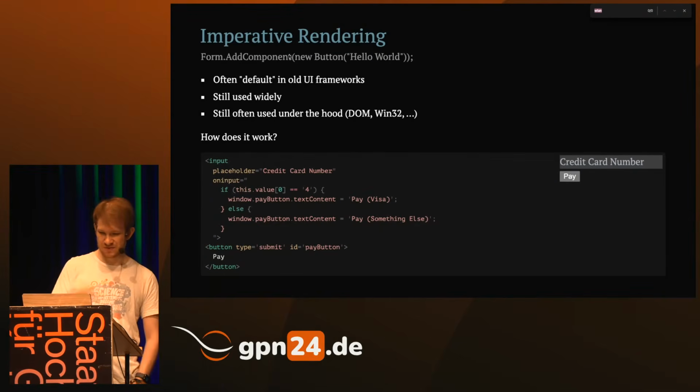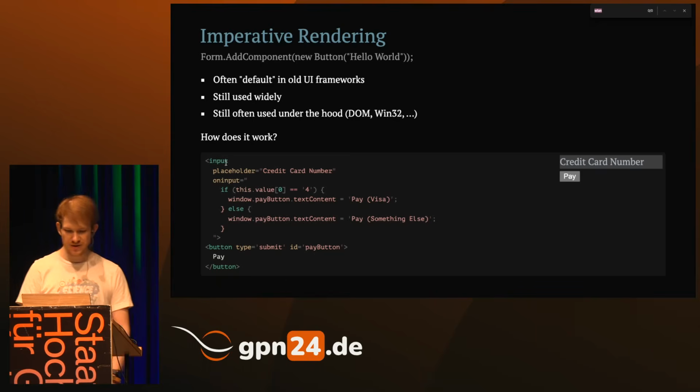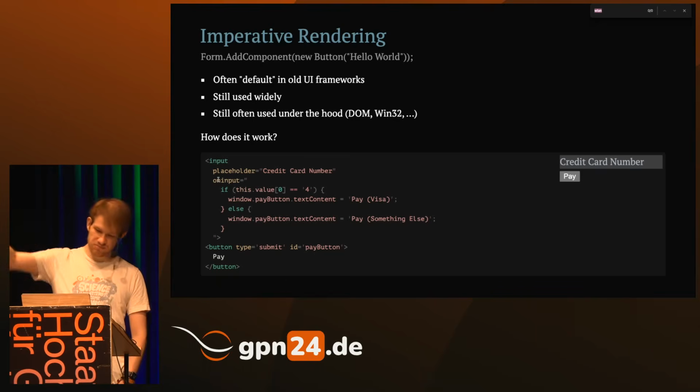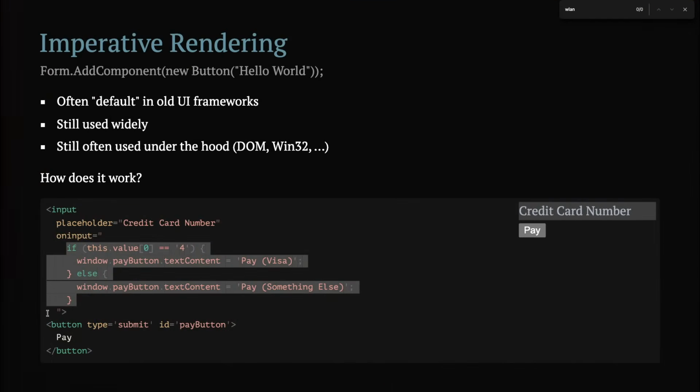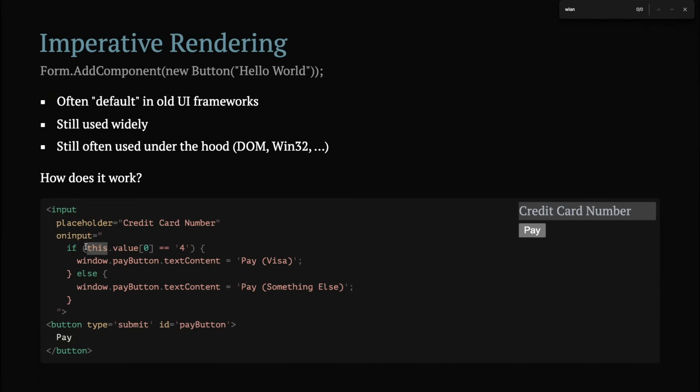It's used by frameworks like Windows Forms, right? And even I would classify normal JavaScript as it. So how does it work? Well, you declare your UI, or you add stuff to your UI, and then if you want to change something with it, you write code that does it. So here I have a text input, and I check if the first character is a 4.